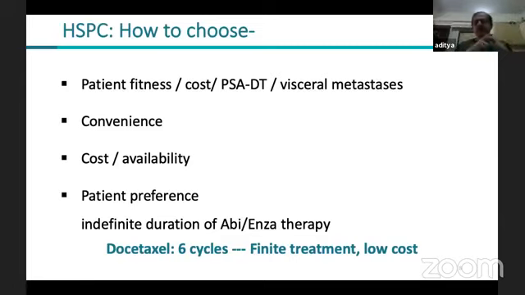Next, you look at the convenience of what you are starting. Third is, because whatever you are going to start is for long term, you must look at the cost of therapy to the patient and the availability. Because, for instance, darolutamide is still not available, though it is a good drug, we don't have it in India. And finally, I think the most important part is the patient preference.